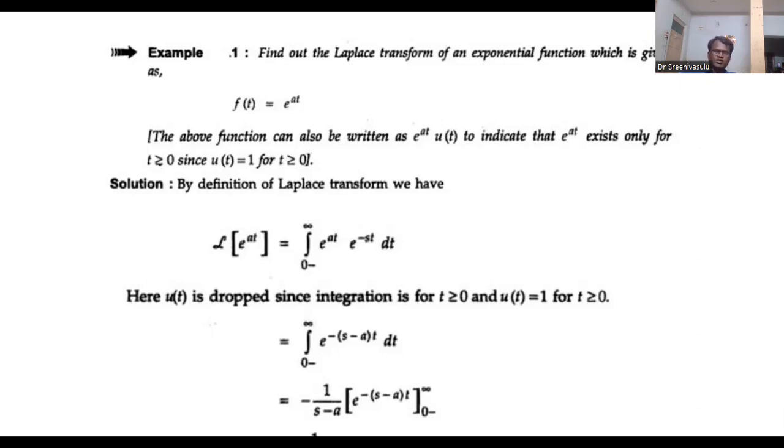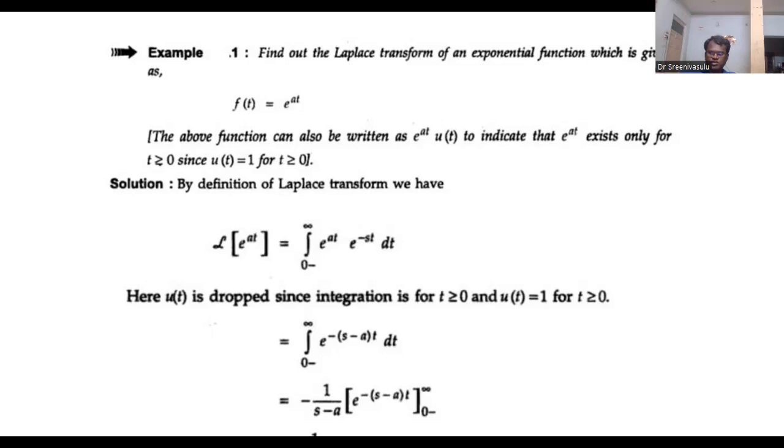Now if we consider the Laplace transform formula, the Laplace transform of x of t is, generally, the integral from minus infinity to plus infinity of f of t into e power minus st dt. It is the general Laplace transform formula. Here f of t is given as e power at u of t. What is u of t? You know, the unit step function.